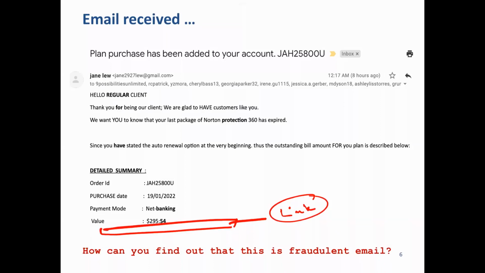Anyone? Now, clearly this shows the attackers are not very smart people, but they may be smarter than some of us who are foolish enough to click on the link. Can you find out that this email is fraudulent? Anyone here? Just answer.